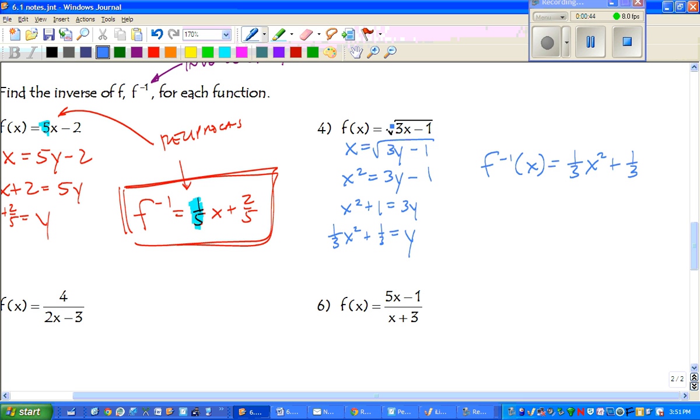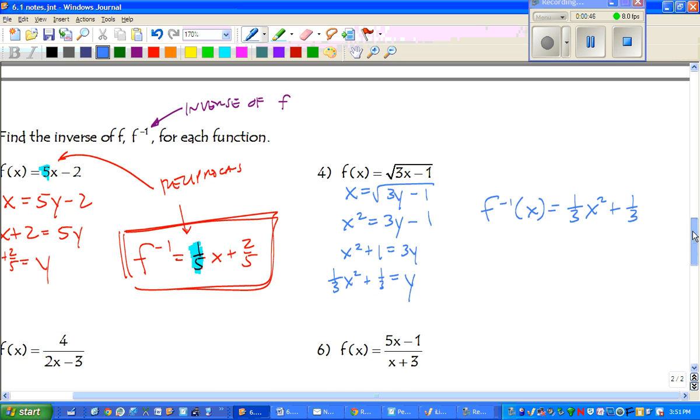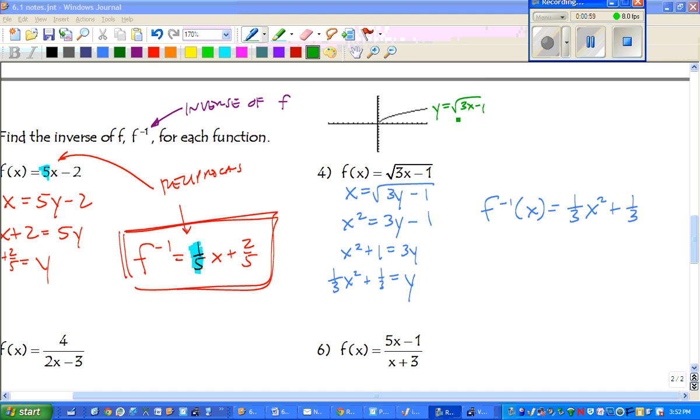Well, let's think about this. Our first graph is a square root function. And we should all know what that looks like, right? We have basically just a sideways parabola. I'm sorry, half of a sideways parabola for our square root function. So it looks like this. But then if we look at our inverse function, we get a parabola.